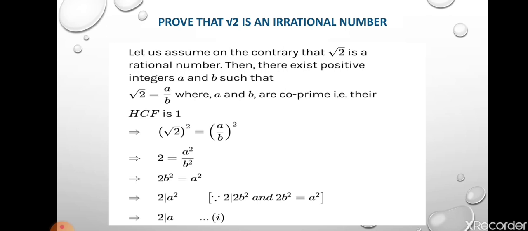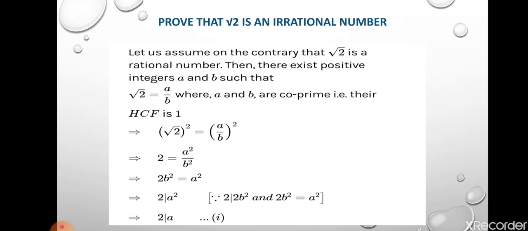Now we have to eliminate the root sign. So on squaring both sides, we get 2 is equal to a square by b square. Now transposing b square to the other side, we get 2b square is equal to a square. Now in the next step we use the statement of the previous theorem. Here the left hand side is equal to the right hand side. That means 2b square is a multiple of 2, so 2b square is easily divided by 2.